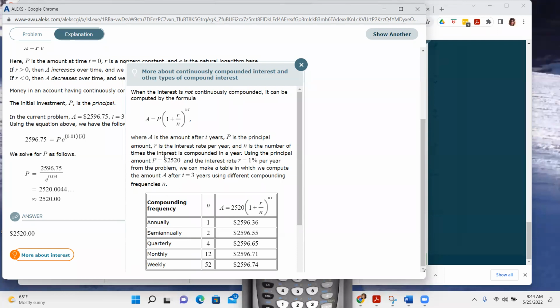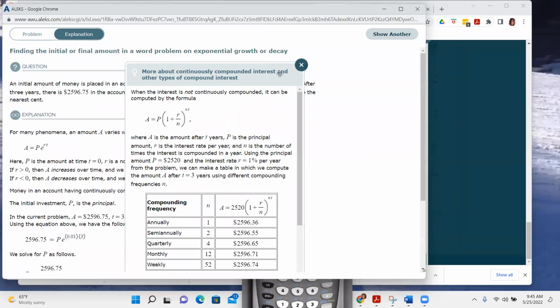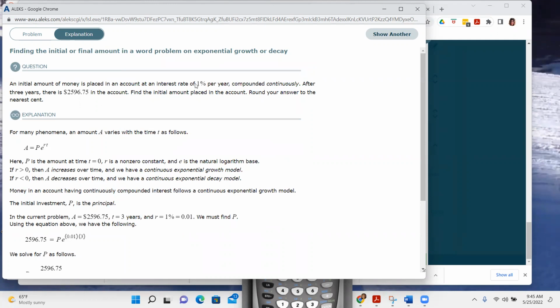So guess what, you guys? This is how credit card companies charge you interest. They compound the interest continuously. And that's why you get an APR instead of, you know, the actual rate. Because once you've calculated how much you owe at the end of a month or the end of a year, you've had to put it into this formula.